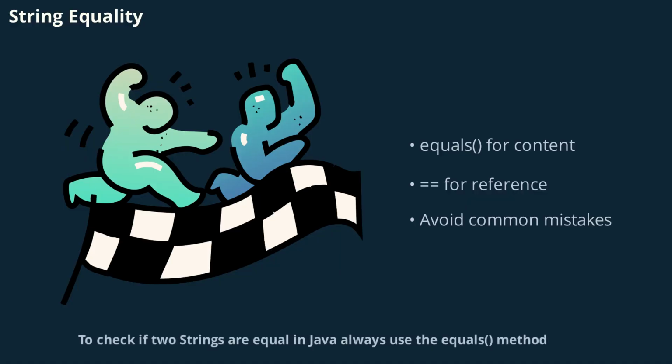To check if two strings are equal in Java, always use the equals method. The == operator only checks if the references are the same, not the actual content. This is a common pitfall for beginners, so make sure to use equals for value comparison and == for reference comparison.